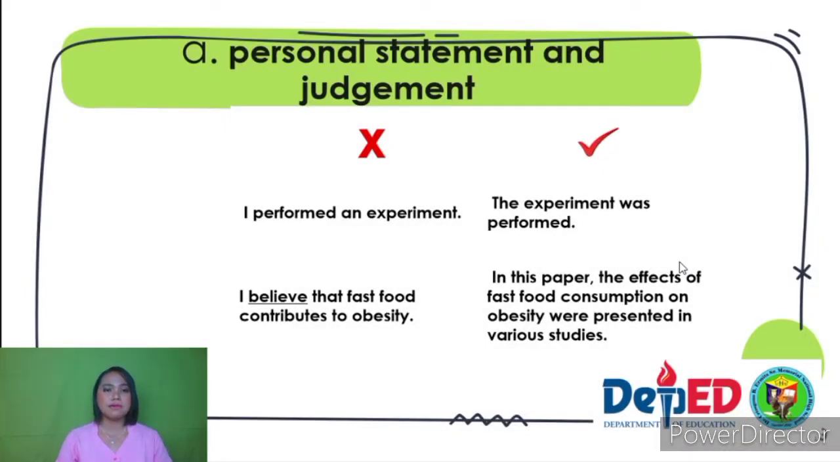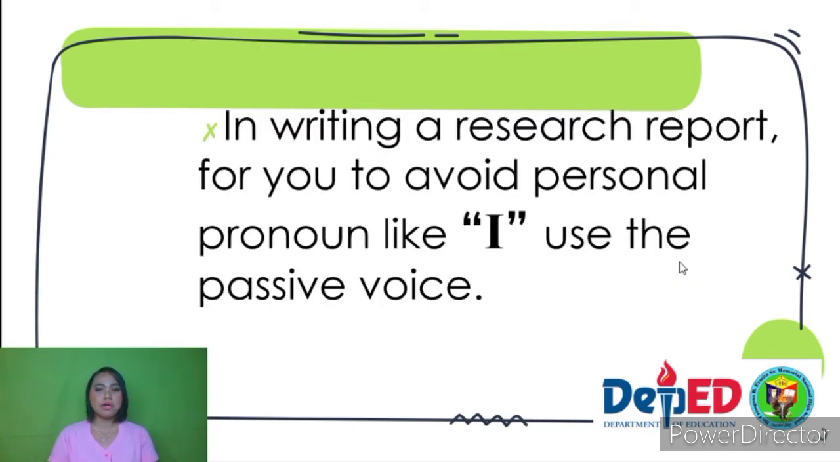The first one is personal statement and judgment. For example, "I performed an experiment." To become objective, you can use "The experiment was performed." The next one is "I believe that fast food contributes to obesity." To become objective, you can use "In this paper, the effects of fast food consumption on obesity were presented in various studies." What have you noticed? In the second example, we avoid the word I. In writing a research report, for you to avoid a personal pronoun like I, use the passive voice.